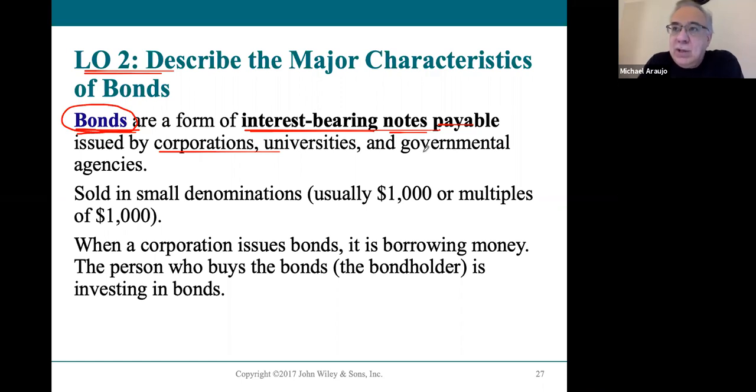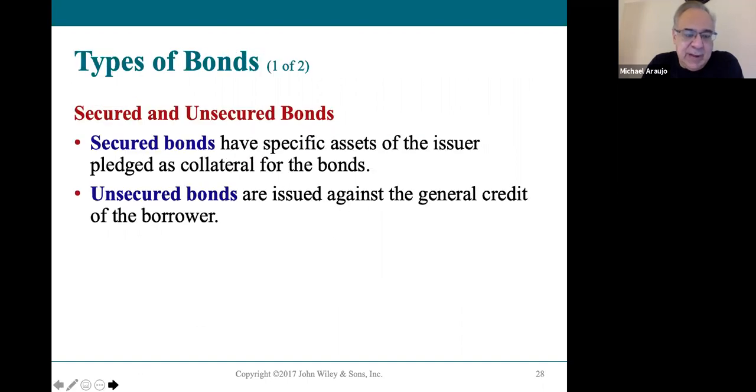So that's what's happening there. Basically, just understand that when a bond is issued, a corporation is selling a bond to an investor, and that means it's borrowing money. The person who is buying the bonds, who is lending the money to the corporation, is making an investment in bonds, but that's not for the corporation. That's a loan. So you just have to look at it that way.